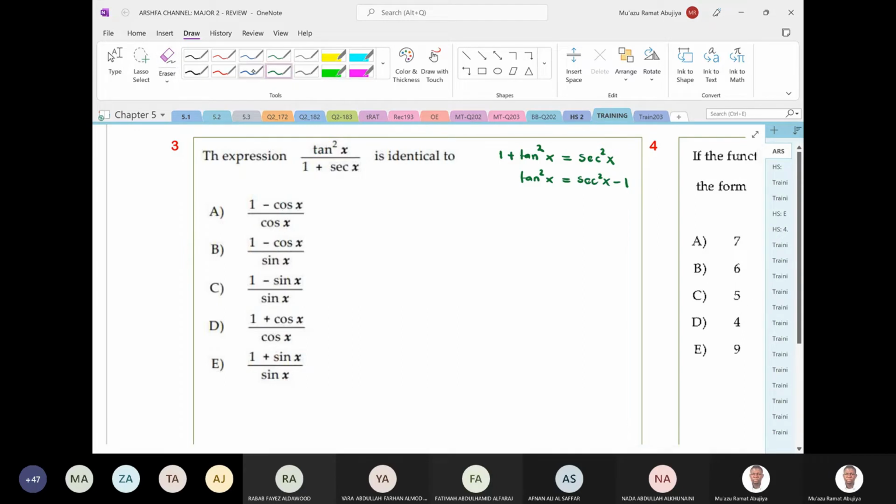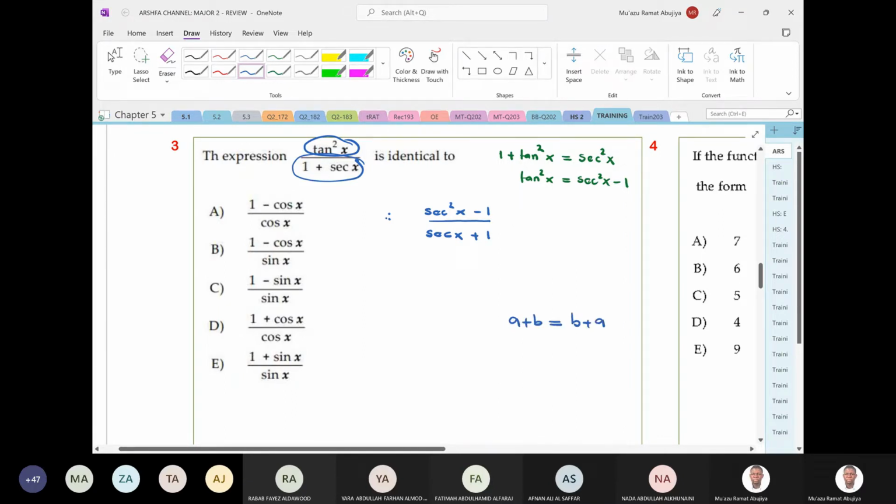So if that is the case, therefore, I can rewrite. We can write the tangent squared as secant squared of x minus 1, divided by 1 plus the secant of x, which we can write as secant of x plus 1. Why did I write it like that? Because addition is commutative. A plus B is always equal to B plus A. Right? Now, what do we do next?